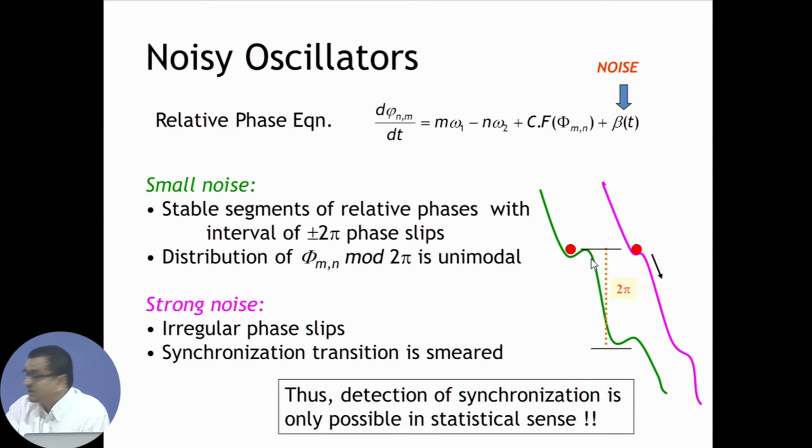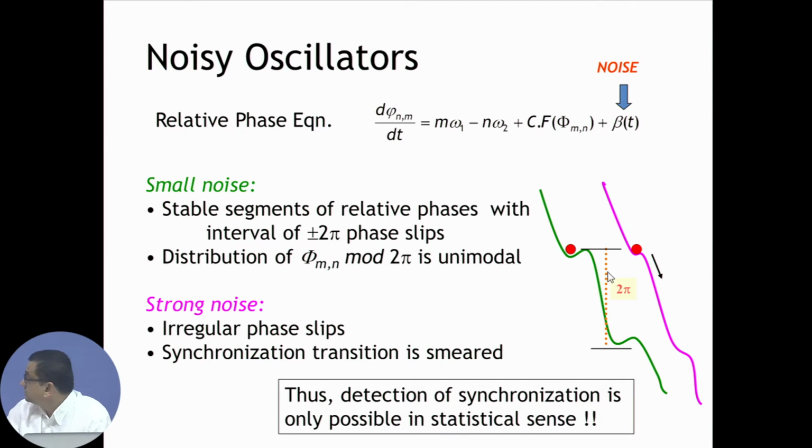Now, that is about a model system. In a real system, we know there is internal noise. So you rarely find that the phase difference series stays at a stable location. It hops from one location to another most of the time.